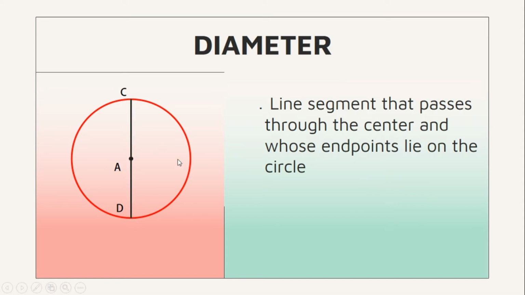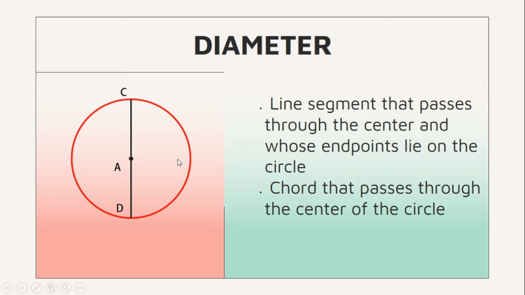Now, this line segment or diameter ay matatawag din natin siya na chord. Okay? Chord siya that passes through the center of the circle. At mamaya, madidiscuss natin kung ano yung chord. This diameter is twice the radius. Bakit? Diba kanina ang sabi natin, radius is a line segment from the center to any point on the circle. So, meaning to say, meron tayong dalawang radius. Yung mahabang line segment na yan, diameter. So, meaning to say, that is twice the radius. Okay?